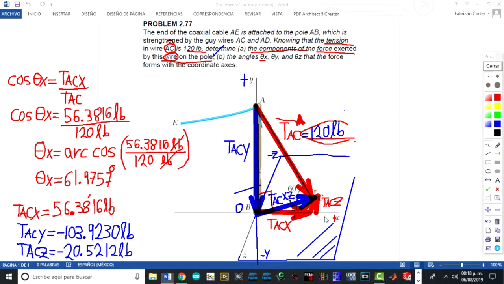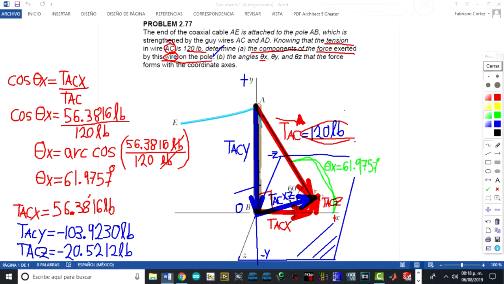This value means that from the, I'm going to write it here in green, from the positive side of the x-axis to the vector in 3D, there is an angle that will be this one, called theta x, and equals 61.9757 degrees.